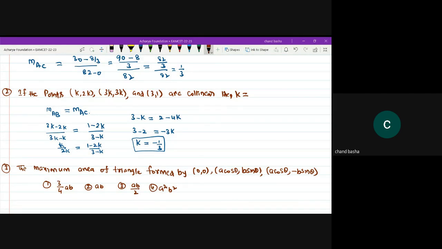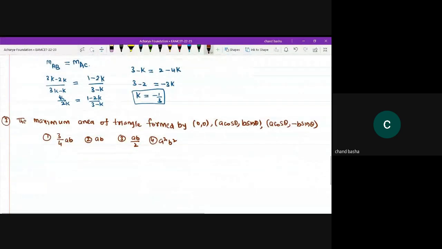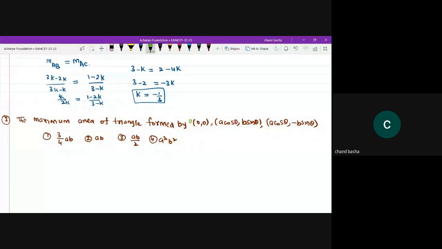If one vertex is the origin, can we use the first formula? If one vertex is the origin, make use of the first formula. I'll consider this as the origin, I'll consider this as x1, y1, and I'll consider this as x2, y2.